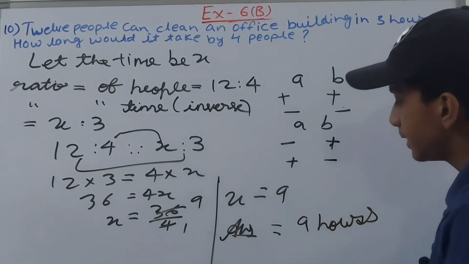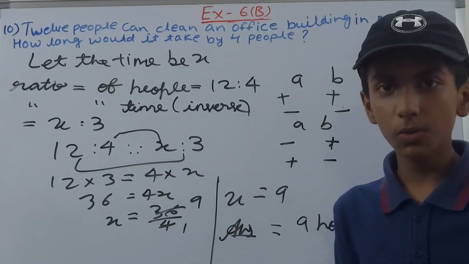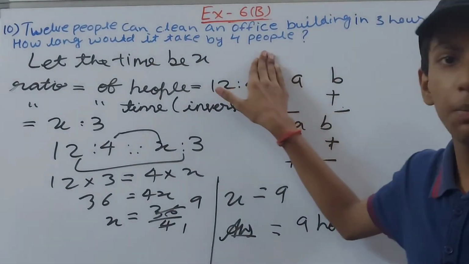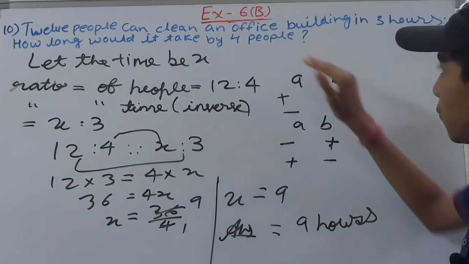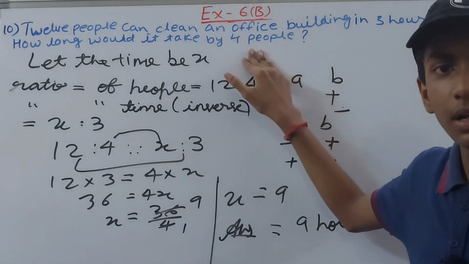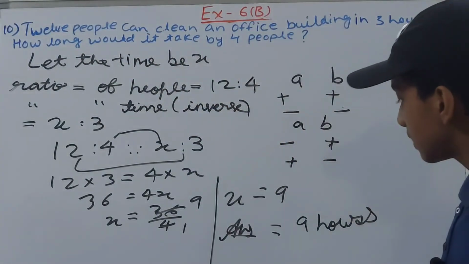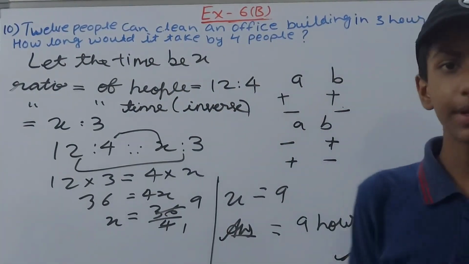9 hours. And you can see why it is an inverse variation question, because 12 people were doing it in 3 hours and fewer people are doing it in 9 hours. So fewer people are doing it in much more time than more people, right? So this means it is a question of inverse variation and 9 hours becomes our answer.